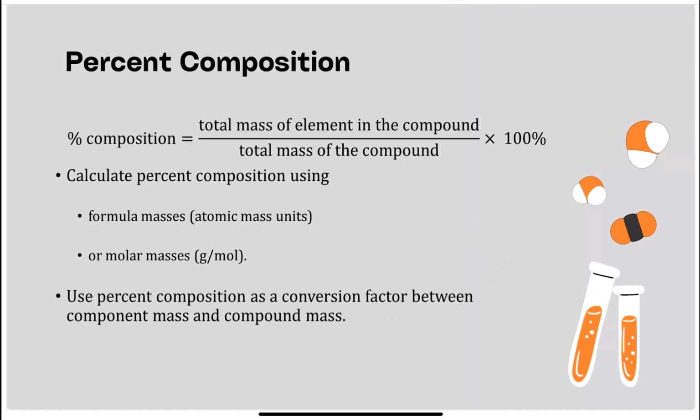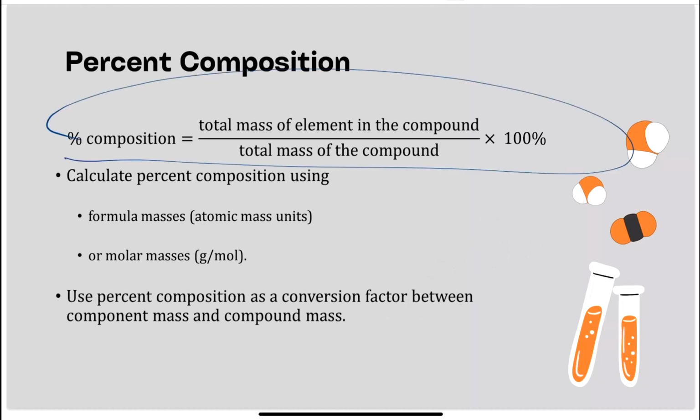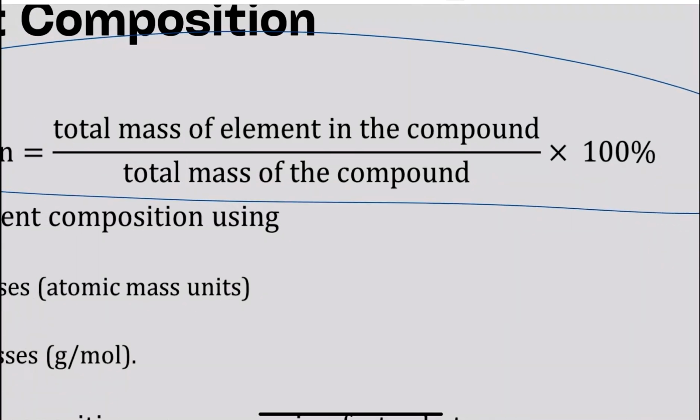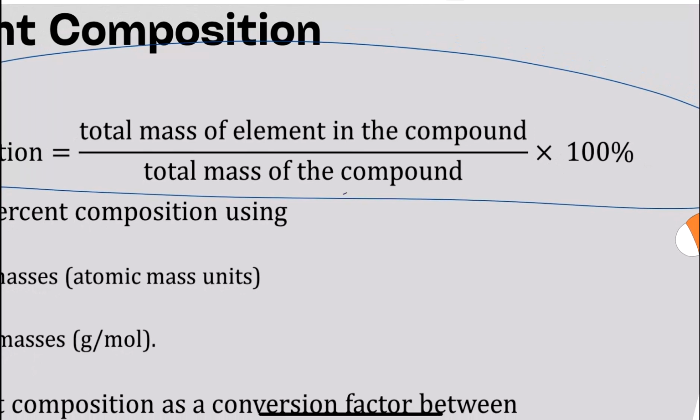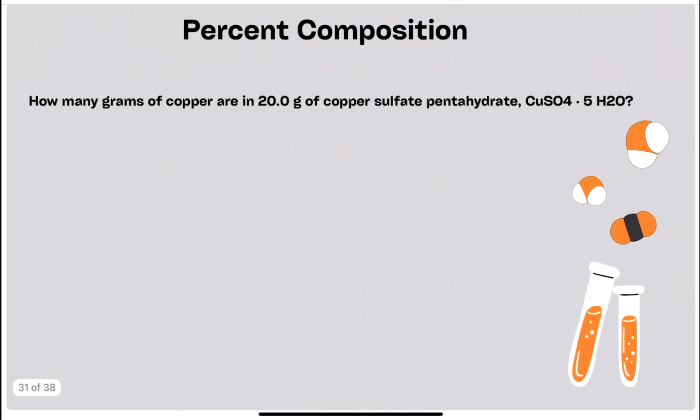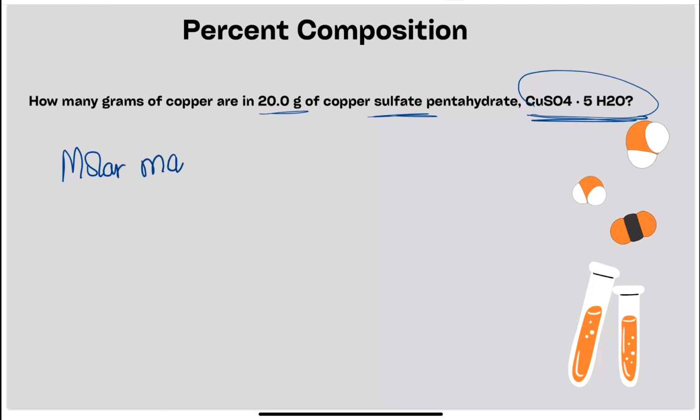So next we're going to talk about percent composition, which is essentially the total mass of the element in the compound over the total mass of the compound times 100%. So let's see a question. Suppose it says how many grams of copper are in 20 grams of copper sulfate pentahydrate. So how are you going to do this? First of all, you need to find the molar mass of your compound. So let's look at how we can find the molar mass of copper sulfate.